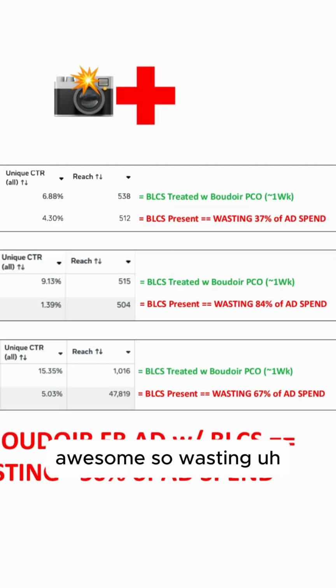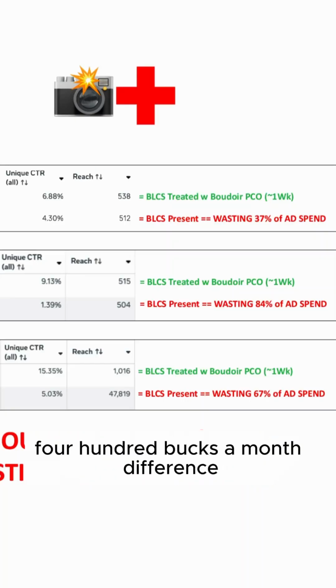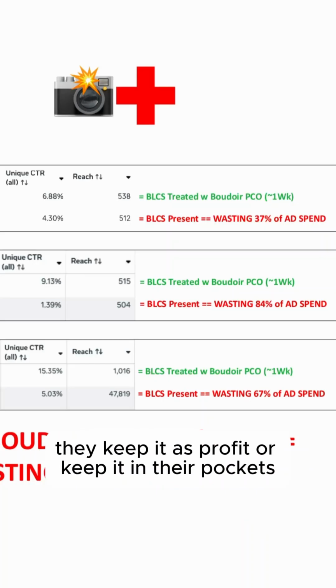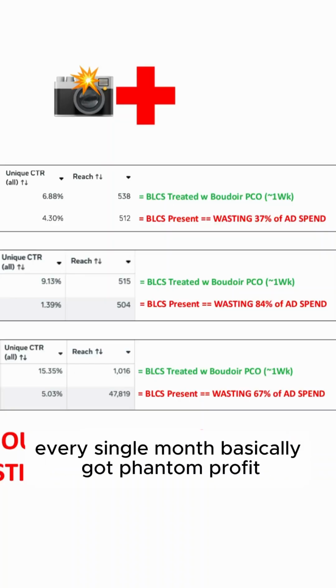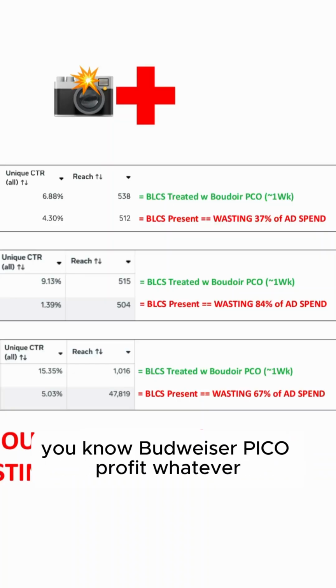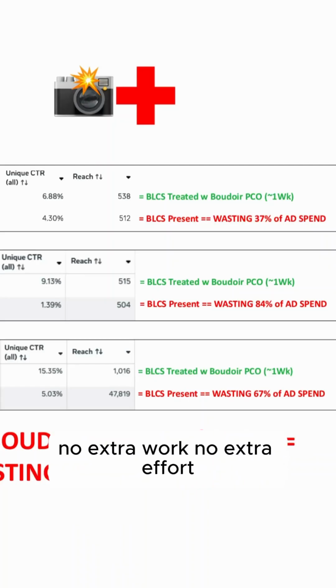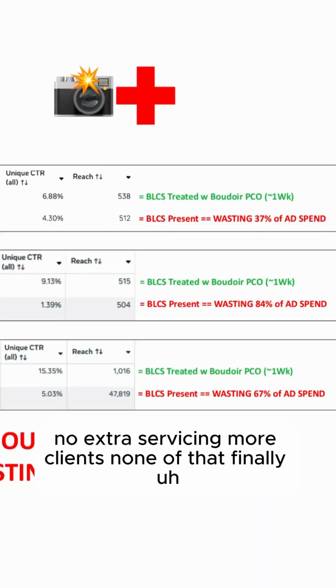Awesome. So that $8,400 a month difference that they no longer have to spend, they keep it as profit, or keep it in their pockets every single month. Basically a phantom profit, Boudoir Pico profit, whatever. And at the end of 12 months, it's like basically 100K extra in the bank. No extra work, no extra effort, no extra servicing, more clients, none of that.